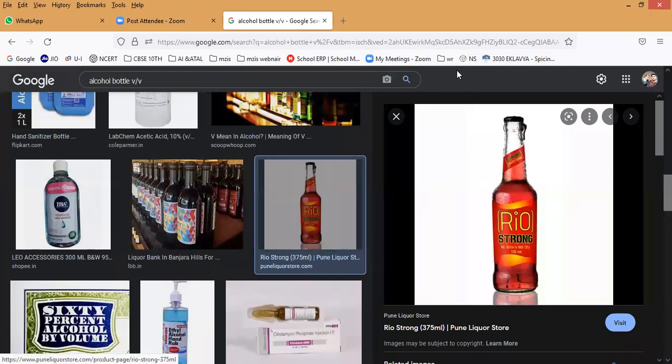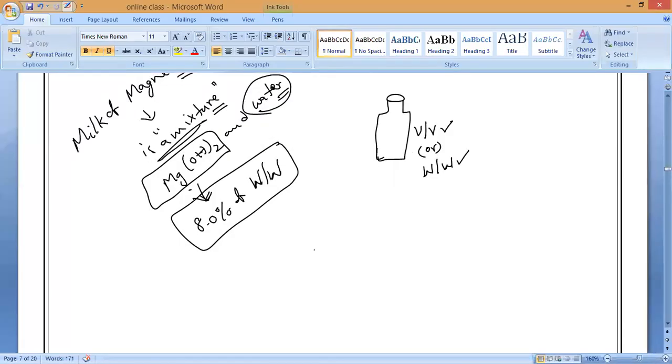So like this, all the liquids are mentioned by V by V when a liquid solute is dissolved in a liquid solvent. But if a solid mass of solute is dissolved, then we can say it is mass by mass, or W by W, that they mention.